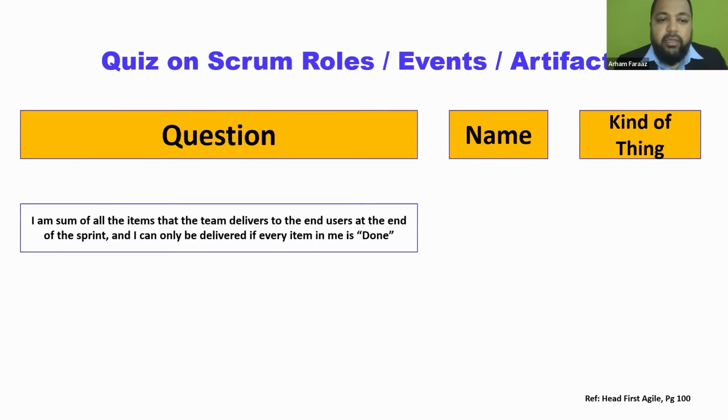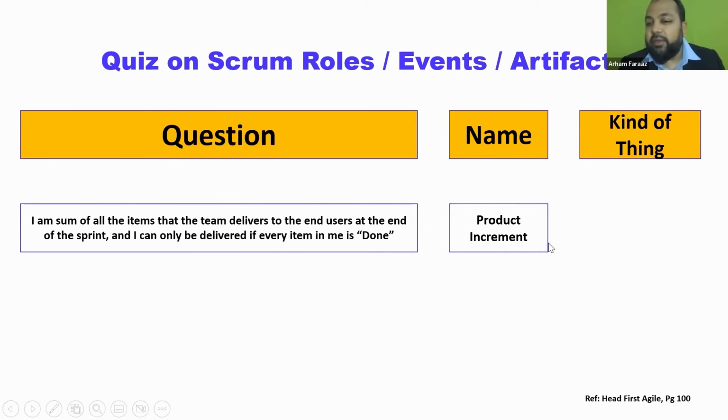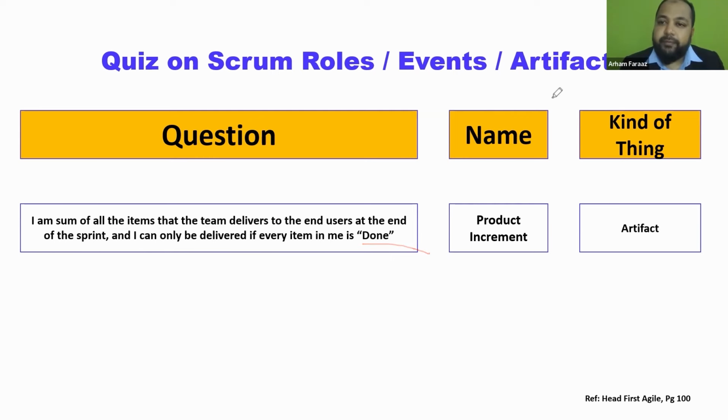I'm the sum of all the items that the team delivers to the end users at the end of the sprint, and I can only be delivered if every item in me is done. So what is this? This is the product increment, and this is an artifact. Right. So again, the keywords over here are: all the items the team delivers to the end users, and I can be delivered only if every item in me is done to working software. Product increment. Those are the keywords. It's an artifact. Let's go to the next one.